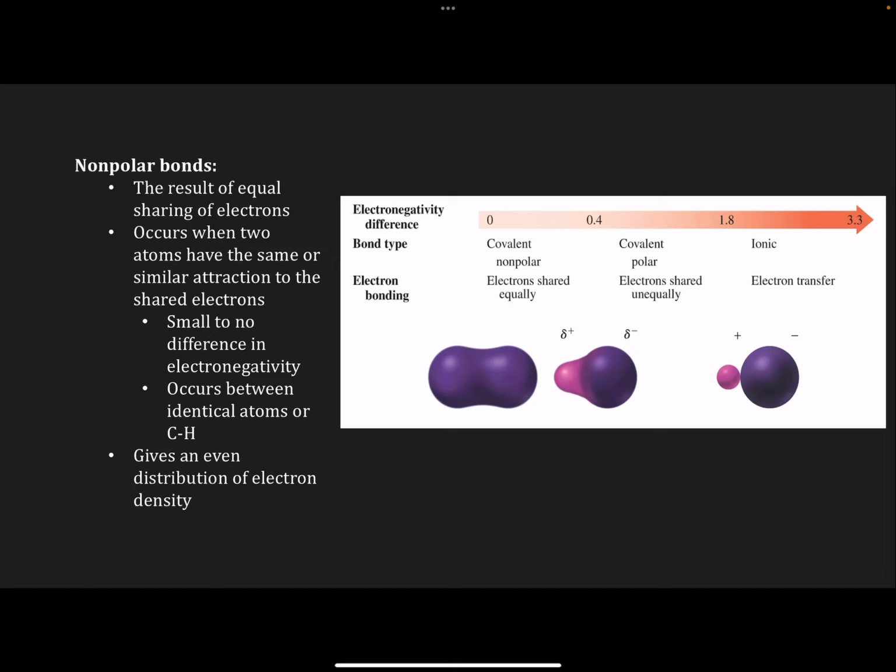So in our figure here, if we have a 0 electronegativity difference, we get a covalent nonpolar bond. Electrons are shared equally. And that is what this image is representing, our electrons being shared equally. The electron distribution, so the purple color, is being spread evenly across both atoms.